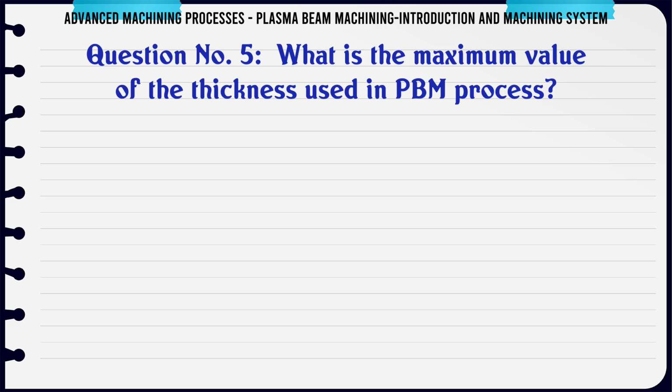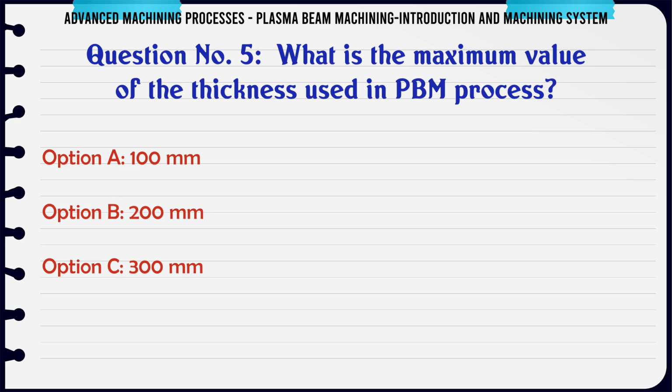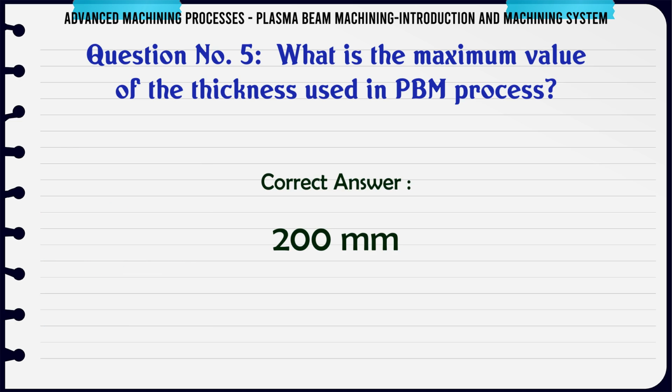What is the maximum value of the thickness used in PBM process? A. 100 millimeters. B. 200 millimeters. C. 300 millimeters. D. 400 millimeters. The correct answer is 200 millimeters.